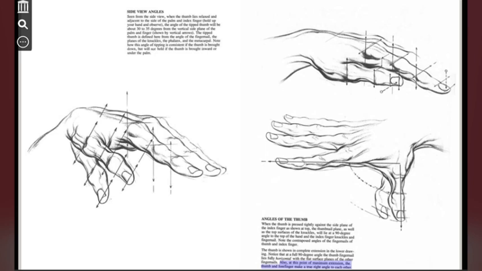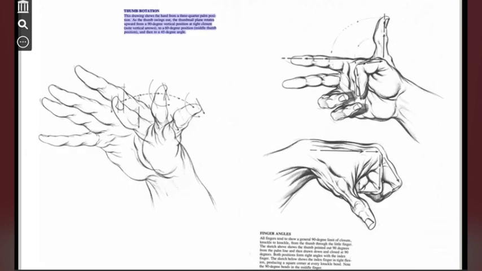Thumb rotation. This drawing shows the hand from a 3/4 palm position. As the thumb swings out, the thumbnail plane rotates upward from a 90-degree vertical position at tight closure, note vertical arrows, to a 60-degree position, middle thumb position, and then to a 45-degree angle.